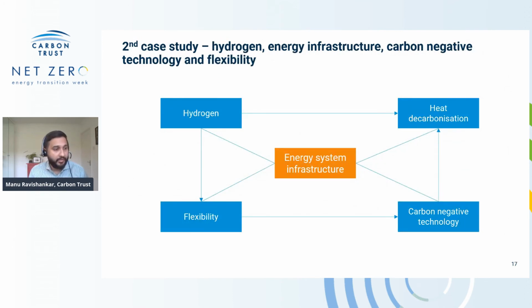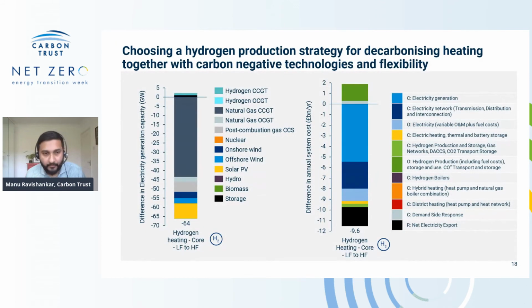So now that we've seen the implications of looking at carbon negative technologies, CCS, together with hydrogen and heat decarbonization and implications for the energy system infrastructure, let's also now bring flexibility into the picture and see the implications of a truly whole systems approach that considers all of these elements together. This is a similar chart that we saw two slides ago, but this time we're looking at the system and cost implications of hydrogen from a systems perspective. Again, we see a significant rebalancing in the generation capacity, with a total of around 64 gigawatts being further reduced. Apologies, it's predominantly gas, but also includes PV, which is delivered more effectively.